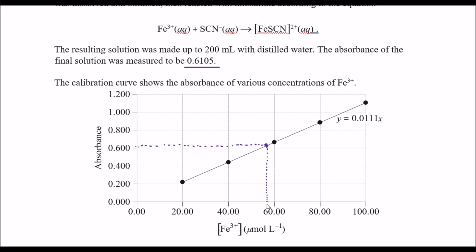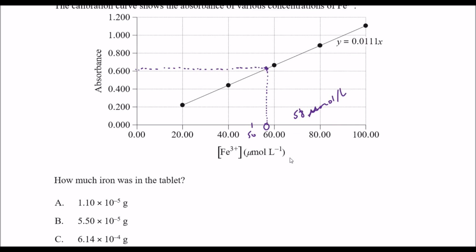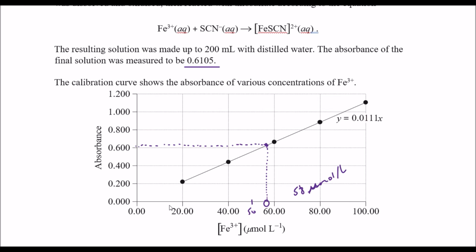So about here. Let's say this was about 50 here. We're around 58 micromoles per liter. So that's our concentration that we have here. It says how much iron, so we're trying to find the mass.